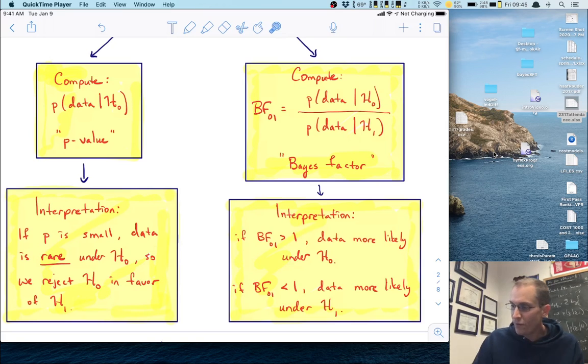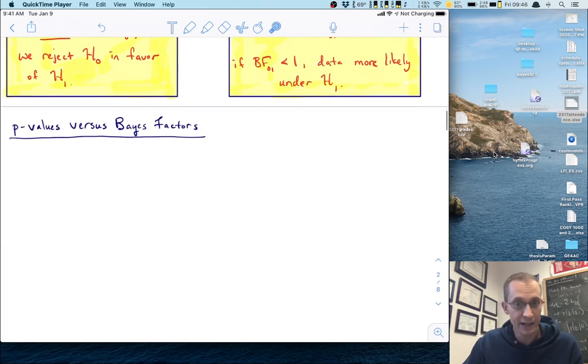So this is a fundamentally different way of assessing the fit of our models. We're still looking at the likelihood of our data, but instead of simply looking at the likelihood of the data under the null and not even considering the alternative like the p-value does, we can instead look at the relative likelihood of our data under both models. So this is what's called a Bayes factor, and this is what we're going to use to do Bayesian hypothesis testing.